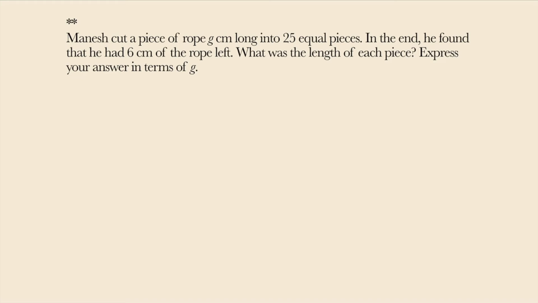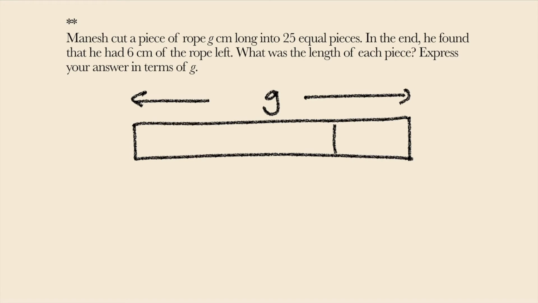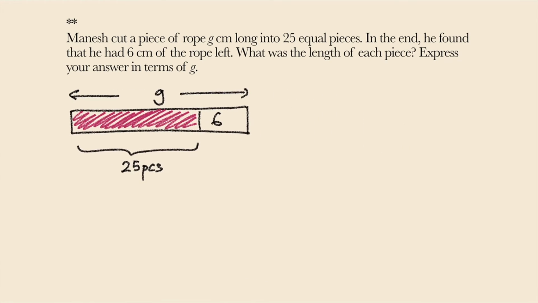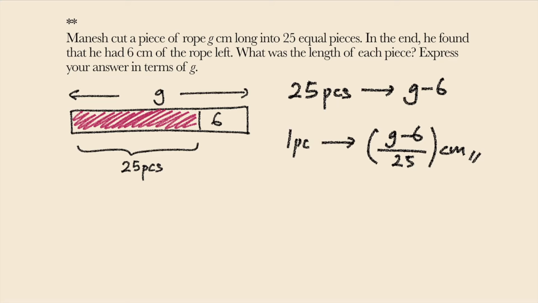Manish cut a piece of rope G centimeters long into 25 equal pieces. In the end, he found that he had 6 cm of rope left. Okay, so this would represent the 25 equal pieces. Well, we can take G minus 6 first. That would be the first step. And that would represent the length of those 25 pieces. What's each piece then? Entire expression divided by 25, in centimeters.